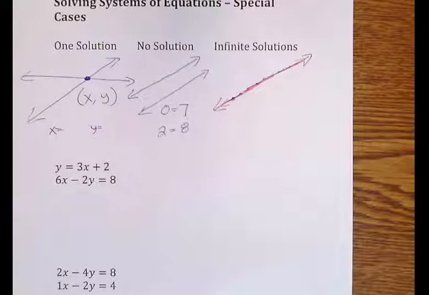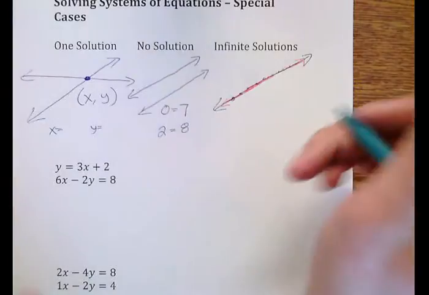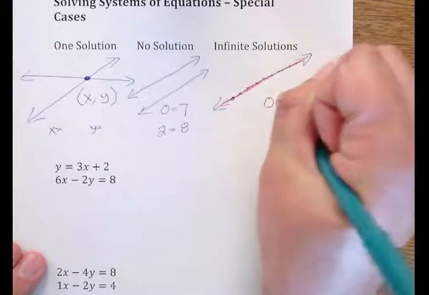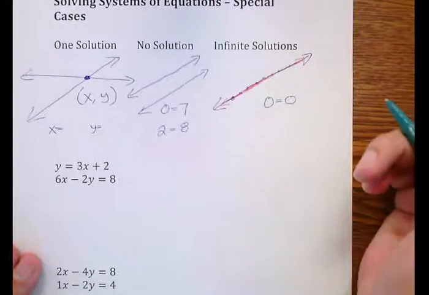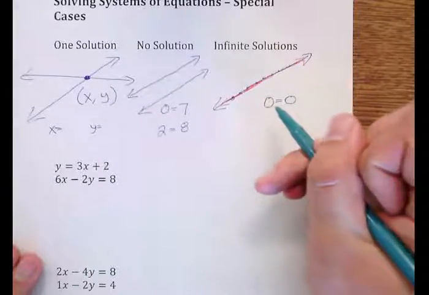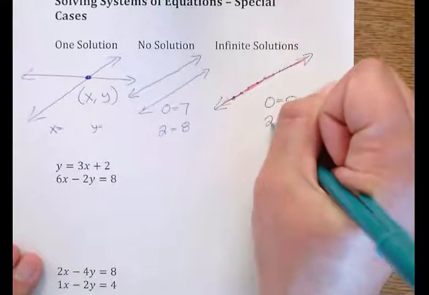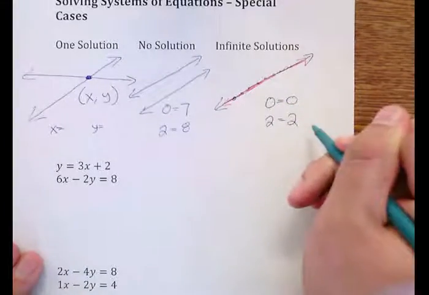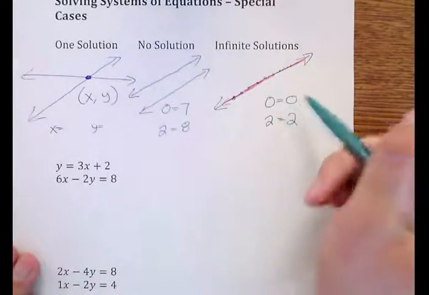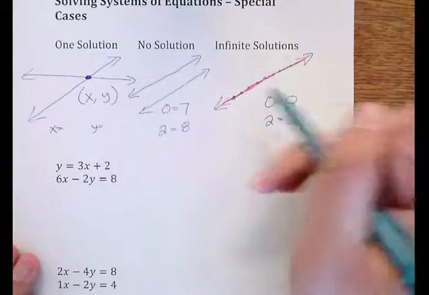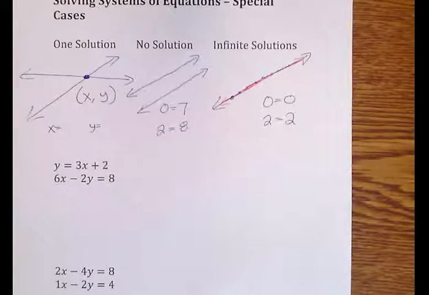What that looks like when you're solving by substitution or elimination is all your x's and all your y's go away. You have no variables left. And you're instead left with statements like 0 is equal to 0. Well, is 0 ever equal to 0? Yes, all the time. You might get 2 is equal to 2. Is 2 equal to 2? Yes, all the time. When you get a case like this where it's the same number, that means infinite solutions.